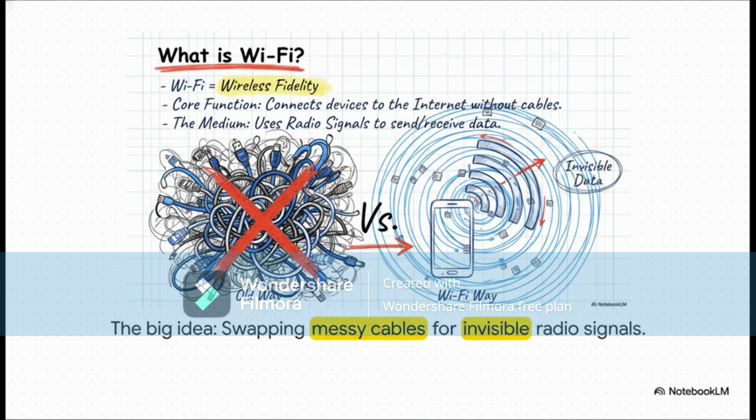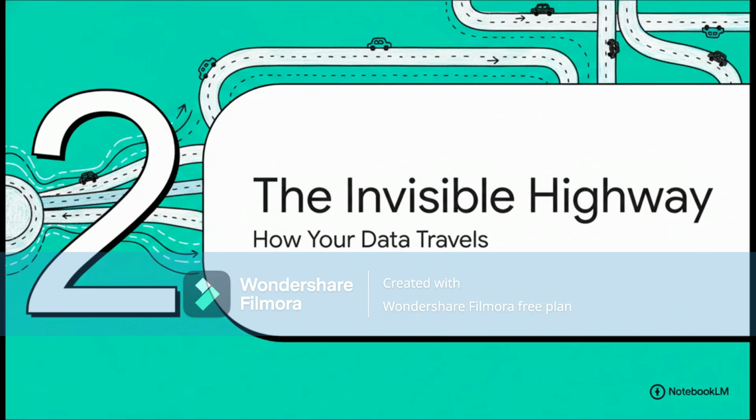Before Wi-Fi, getting online meant dealing with a total nightmare of tangled cables. The whole point of Wi-Fi is to replace all of that junk with invisible radio signals. It's just a much cleaner and way simpler way to send and receive all our data. Okay, so if our data is flying through the air on these invisible signals, how does it know where to go? Well, the best way to picture it is to think of it like an invisible highway system.